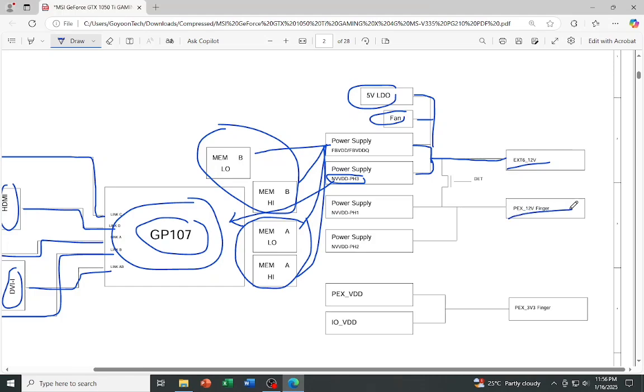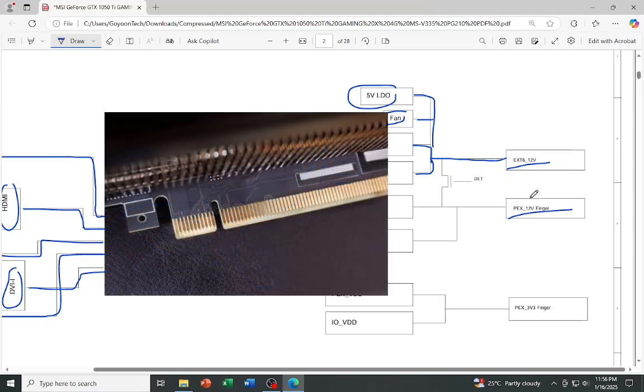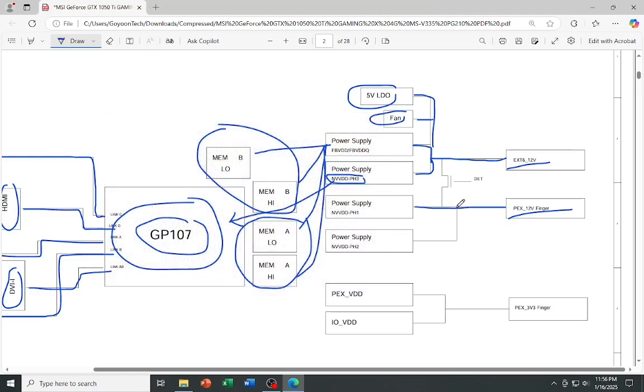Next, this is the PEX 12V finger. This is the PCI Express power supply. It supplies phase 1 and phase 2 of the GPU core. And lastly, the PEX 3V3 finger. It supplies the PEX VDD and the I/O VDD.